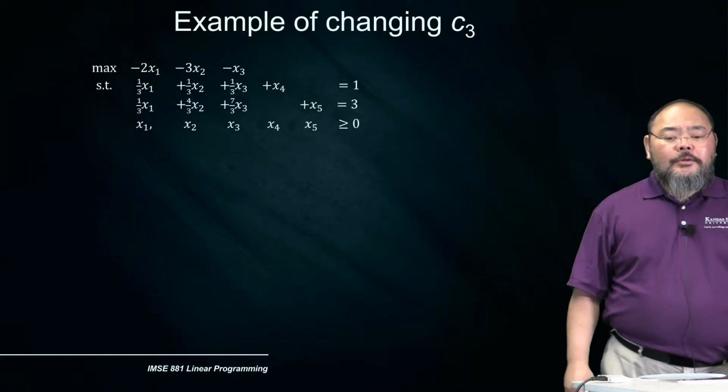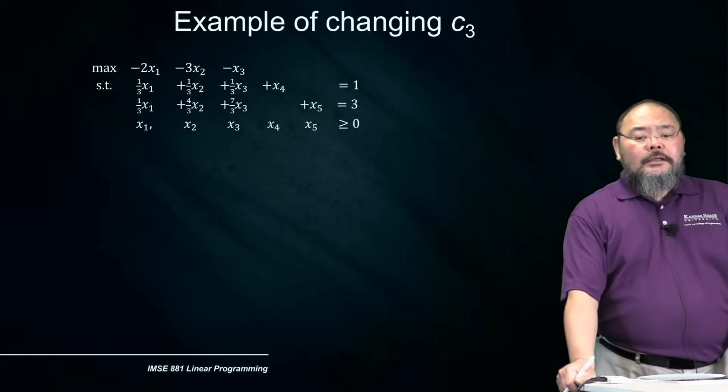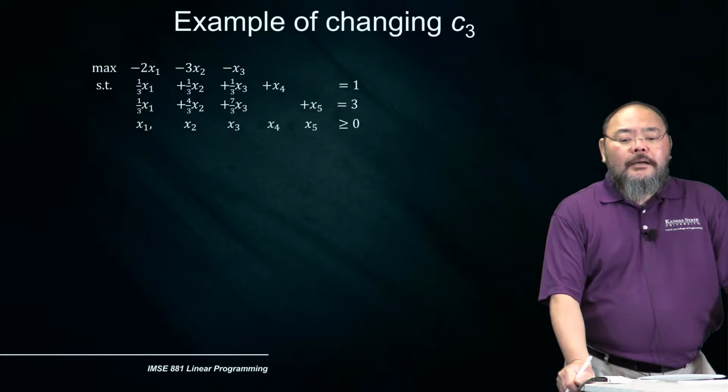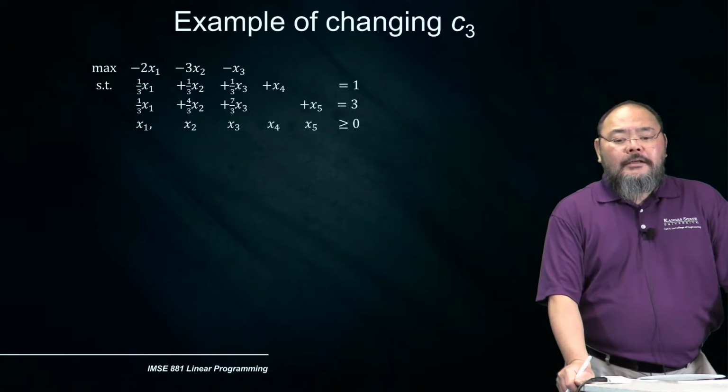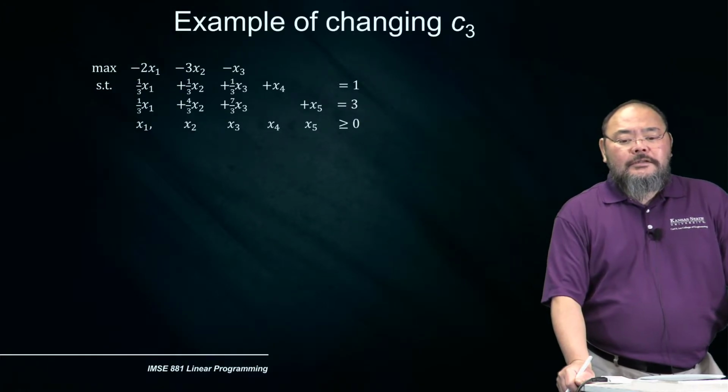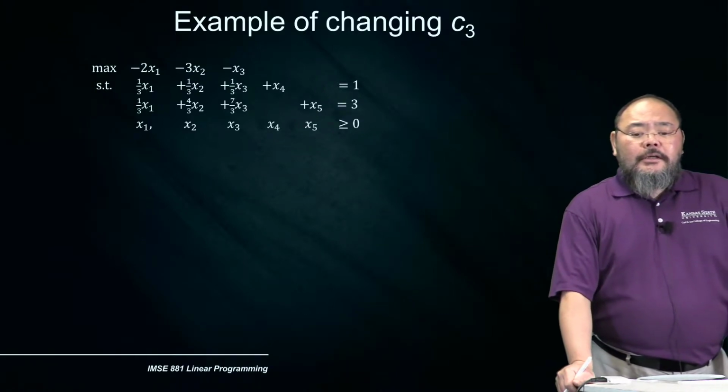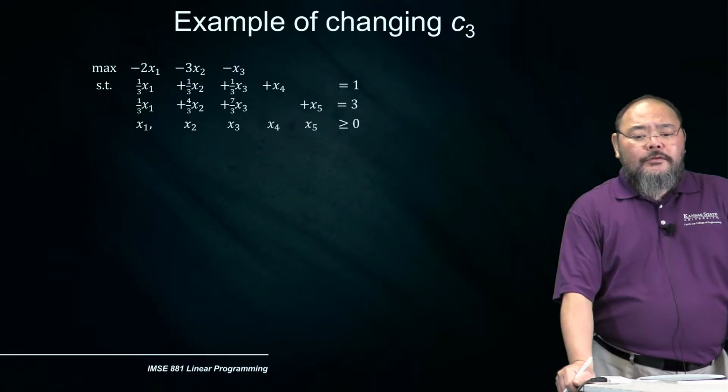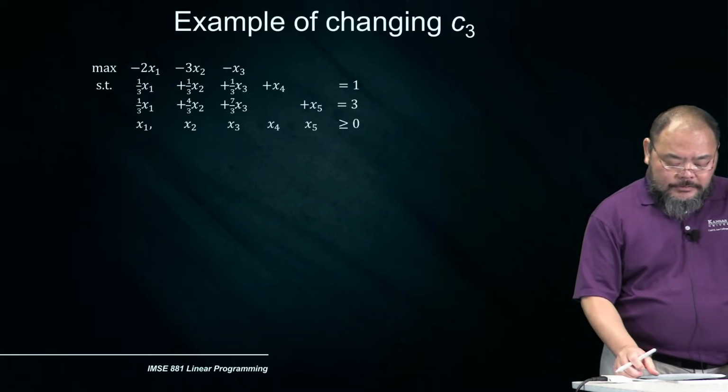So, give an example: maximize negative 2x1 plus negative 3x2 minus x3, subject to 1/3 of x1 plus 1/3 of x2 plus 1/3 of x3 plus x4, where x4 is the slack variable, equals 1. The next constraint is 1/3 of x1 plus 4/3 of x2 plus 7/3 of x3 plus x5, where x5 is another slack variable, equals 3. And x1 to x5 are greater than or equal to 0.